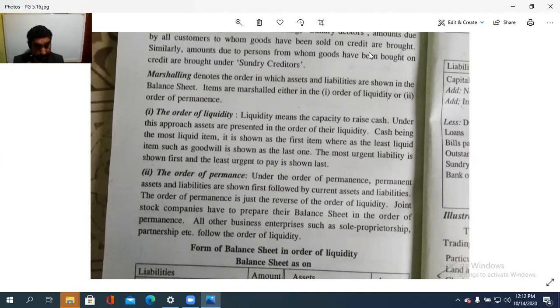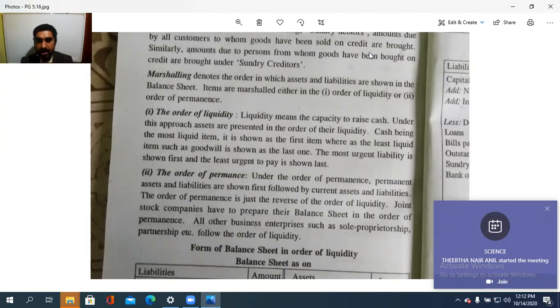Under this approach, assets are presented in the order of their liquidity. Cash being the most liquid item is shown as the first item, whereas the least liquid item such as goodwill is shown last. The most urgent liability is shown first and the least urgent to be paid is shown last. That is the order of liquidity. And under the order of permanence, permanent assets and liabilities are shown first, followed by current assets and liabilities. The order of permanence is just the reverse of the order of liquidity.